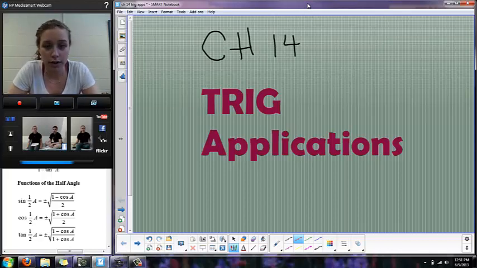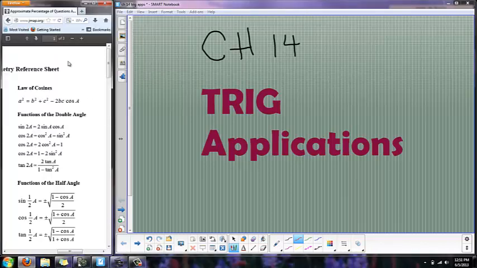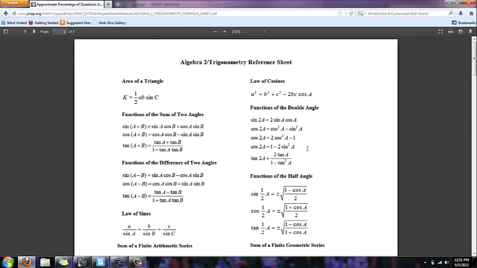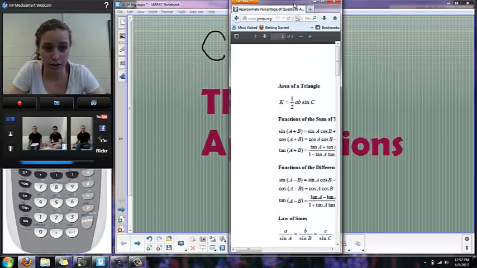So if you have a reference sheet out in front of you right now, that's awesome. If not, pull one up online. And I want to show you. In chapter 14, trig applications, we're going to be talking about the area of a triangle, which is this one, law of cosines, and then all the way down here, law of sines. So those are the 3 equations that we're going to be using in this chapter. Like I said before, it's awesome because you don't actually have to memorize them. They are given to you.